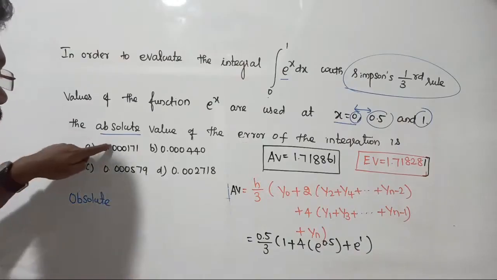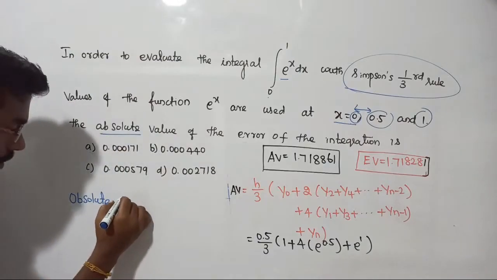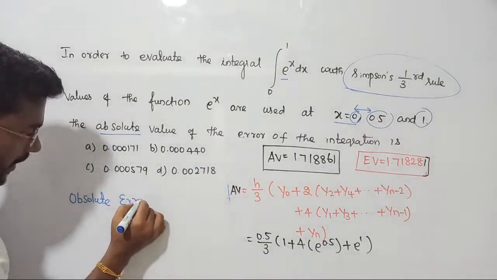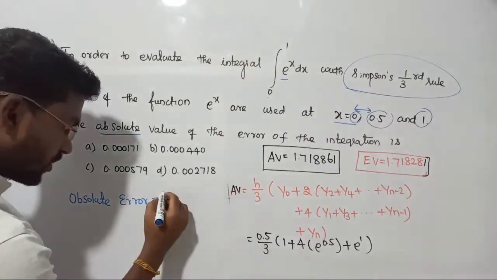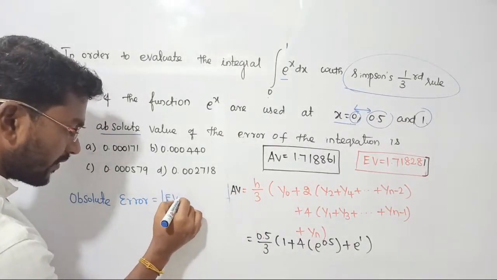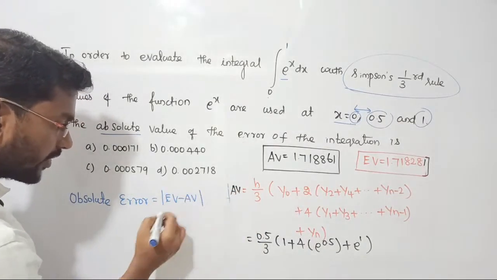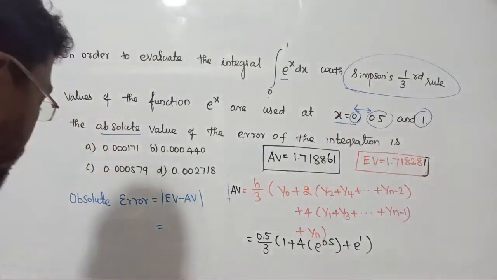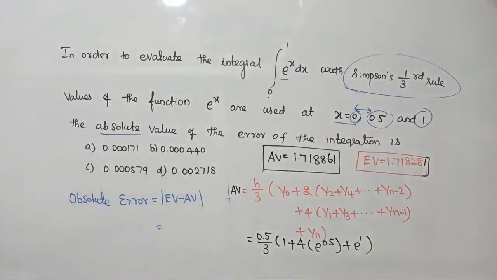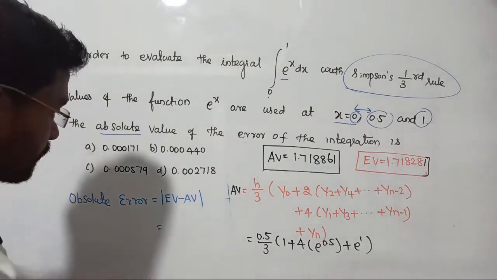The question is about absolute error, right? If you want to know the absolute error, just take the exact value minus the approximate value. We just have to consider the mod, that is enough, right? Shall we proceed? Yes. Let's try and bring the answer.